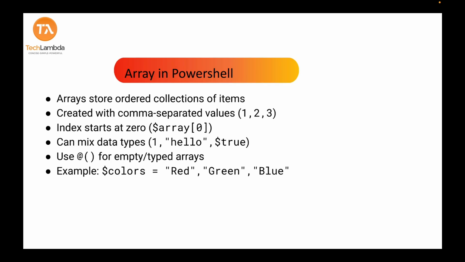Then you have arrays in PowerShell. An array is just a stored ordered collection of items. You can select them using the index. You need to separate all the items using commas. The index value starts from 0. You can mix multiple data types in your array. Use @ for an empty array. Example like colors, with red, green, blue.